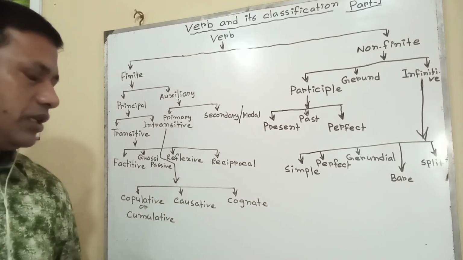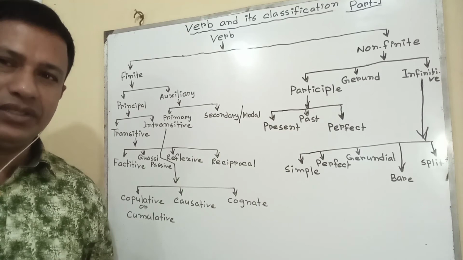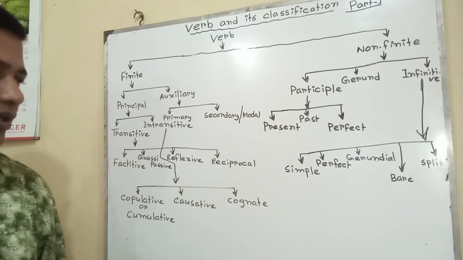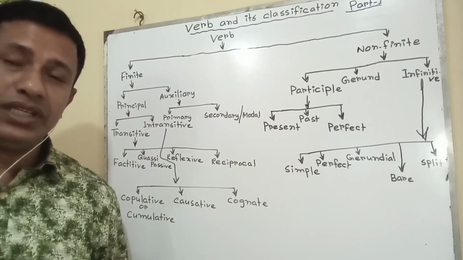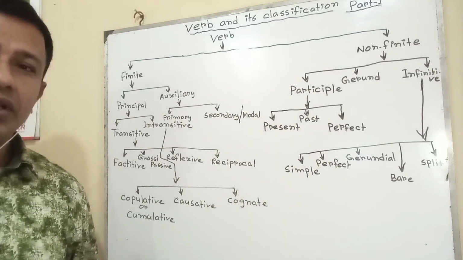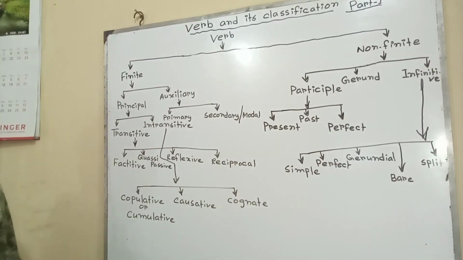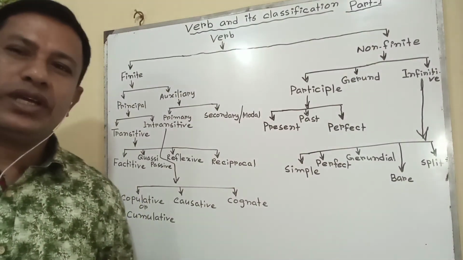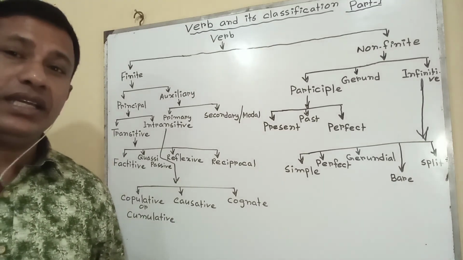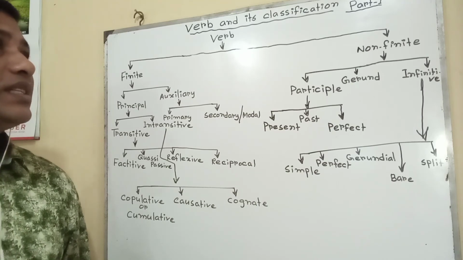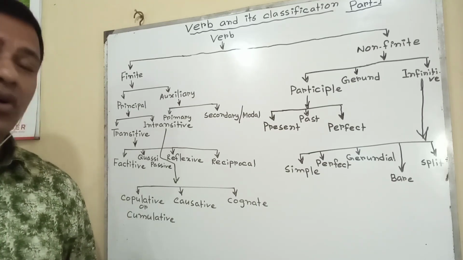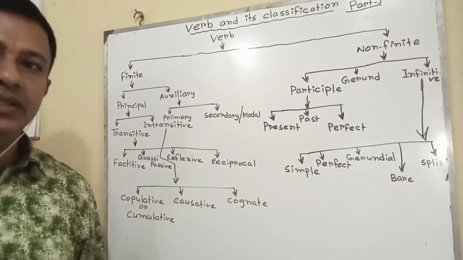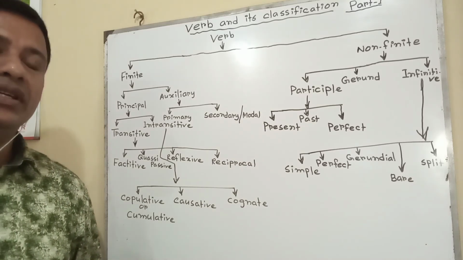Cognate verb: the verb which accepts a synonym as object is called a cognate verb, such as he sings a song, he dreamed a sweet dream, he runs a race. I hope that students, it is a little bit difficult actually. There are many things, that's why you have to watch the video again and again to know verb and its classification. It is very important. If you know this, all verbs will be under your control, and you will have power because you know all types of verbs in a sentence.